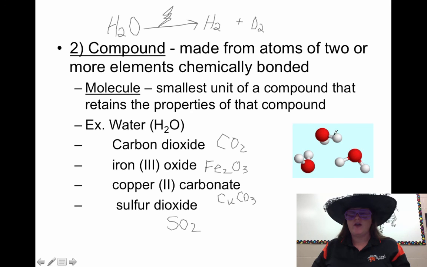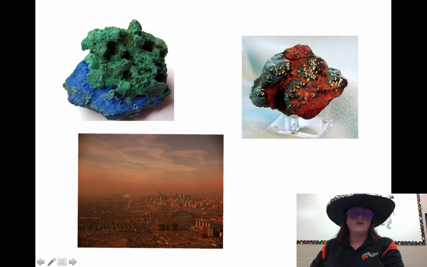This is an example of a water molecule, and this is called a ball and stick model. Here is a beautiful copper mineralization, a copper compound, copper carbonate. This is some sulfur dioxide, a haze over a city, and this is some iron oxide, which is a form of rust. So behind here we have some iron. It oxidizes with the oxygen and forms rust.